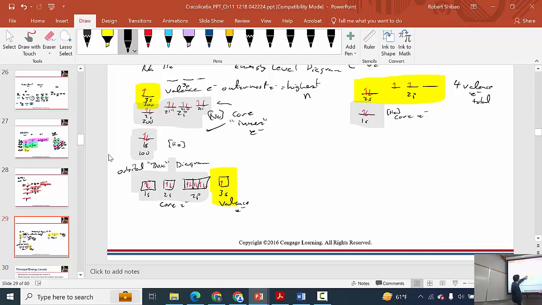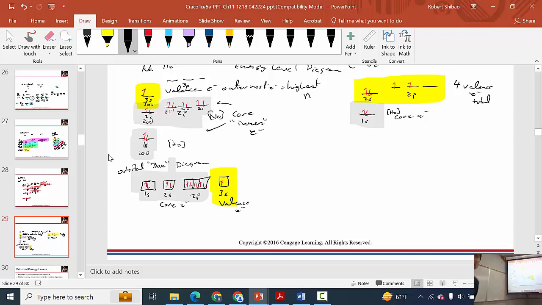Now, the orbital box diagram isn't as informative because it doesn't show the gaps. For example, when we look at the 1s and the 2s, there's this gap. But the gap between the 2s and the 2p looks exactly the same. But they aren't. This is a large gap here, this is a small gap here, and then a large gap here. And so we lose the energy level part of the orbital, and so this is less informative.